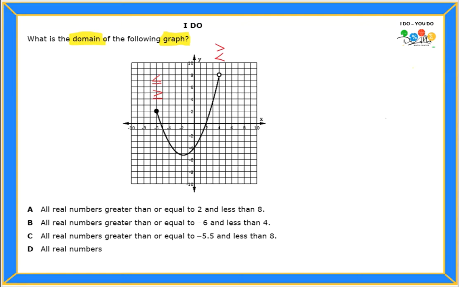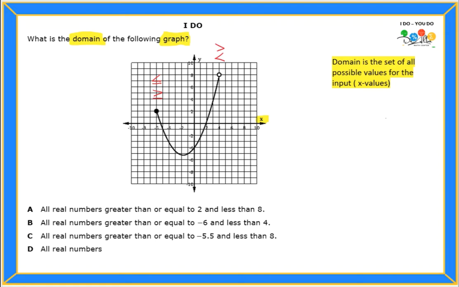Well, domain, if you remember, refers to the set of all possible values for the input, which is your x values. So when I'm thinking about domain, I'm going to think about x values. So I'm going to highlight the x. Now, how do I determine where I stop on my domain?